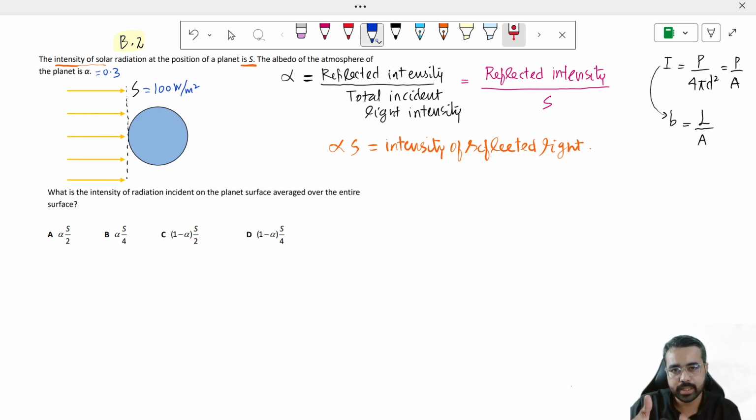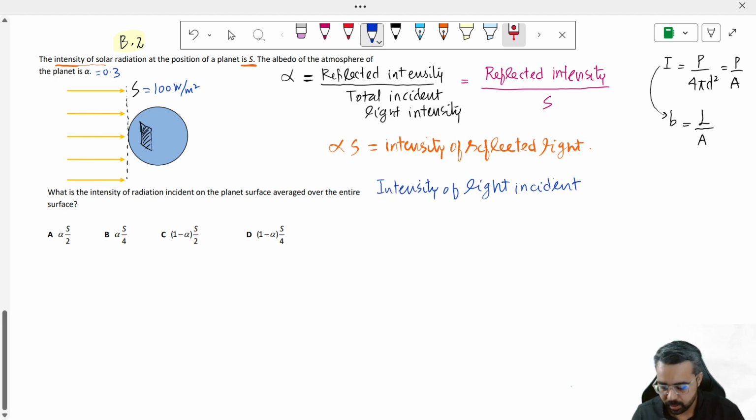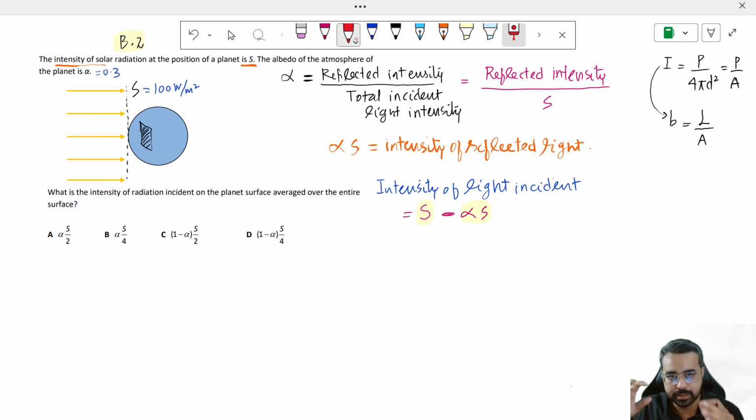Now 70 is hitting the surface of this planet, but not all of it will be absorbed. How much will be absorbed? On average only 1/4 will be absorbed because of the geometry of this planet. So if I want to find the intensity of light that is hitting the planet, we have to subtract the reflected light intensity from the total intensity. It will give us the light that is incident on the surface.